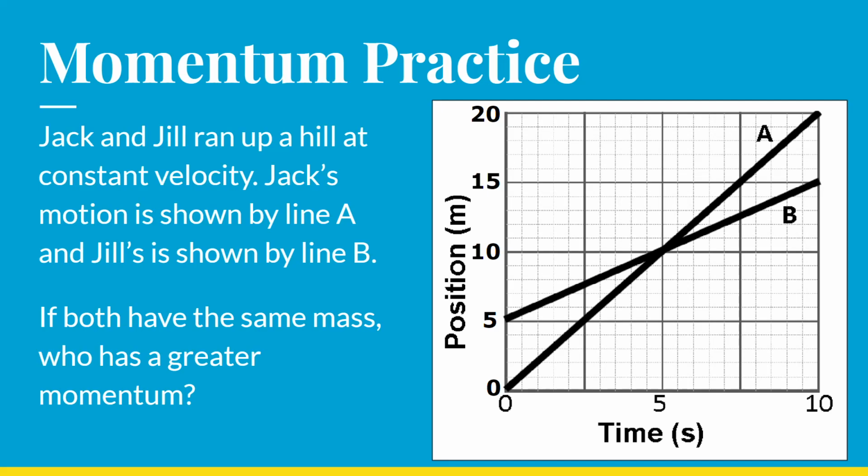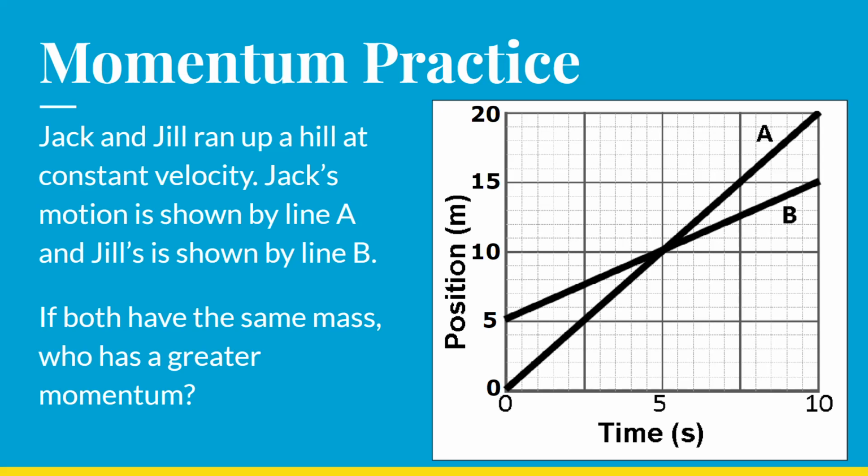Let's try looking at a graph. It says Jack and Jill ran up a hill at a constant velocity. Jack's motion is shown by line A and Jill's is shown by line B. If both have the same mass, who has a greater momentum? Going all the way back to Unit 1 with this, this is a position time graph, and position time graphs I can use to find velocity. If they both have the same mass, I'm really just looking at who has a greater velocity, because that person is going to have a greater momentum.